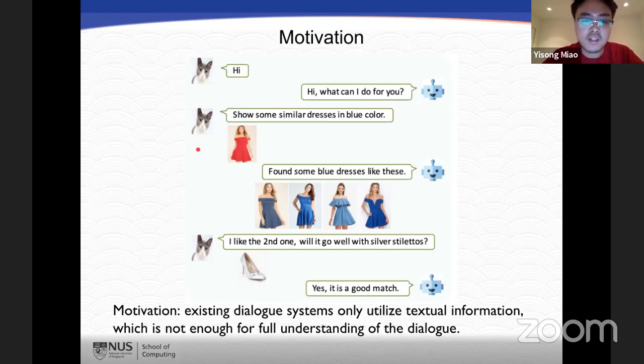apparently sends an image. Then the system needs to understand what the similar dresses are according to this image, right? Meaning that the system must understand the image. And the system has proposed some similar dresses. Then the cat says, "I like the second one, will it go well with the silver status?" So here it means that the system not only understands the text, but also has some sense to match fashion items for the users, right? So this is their motivation.